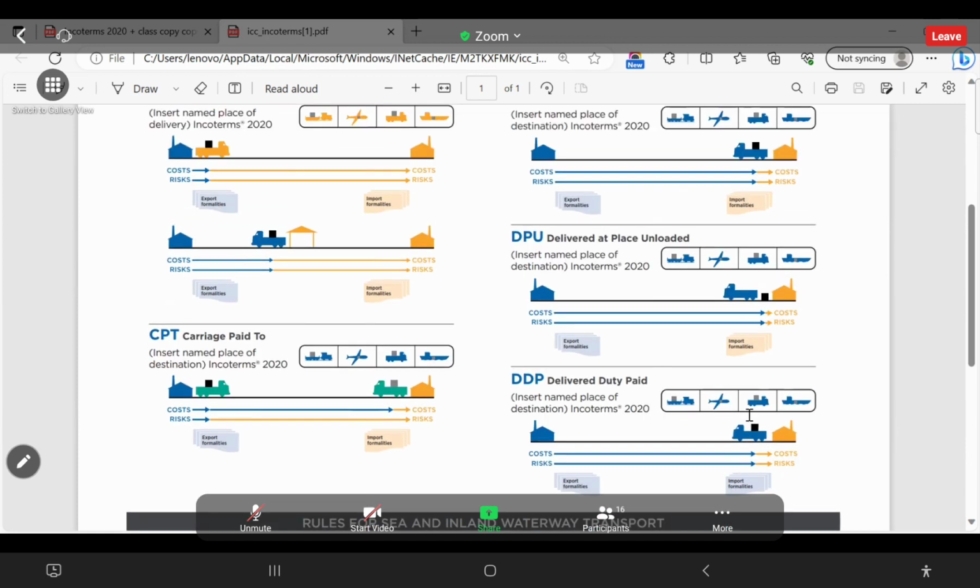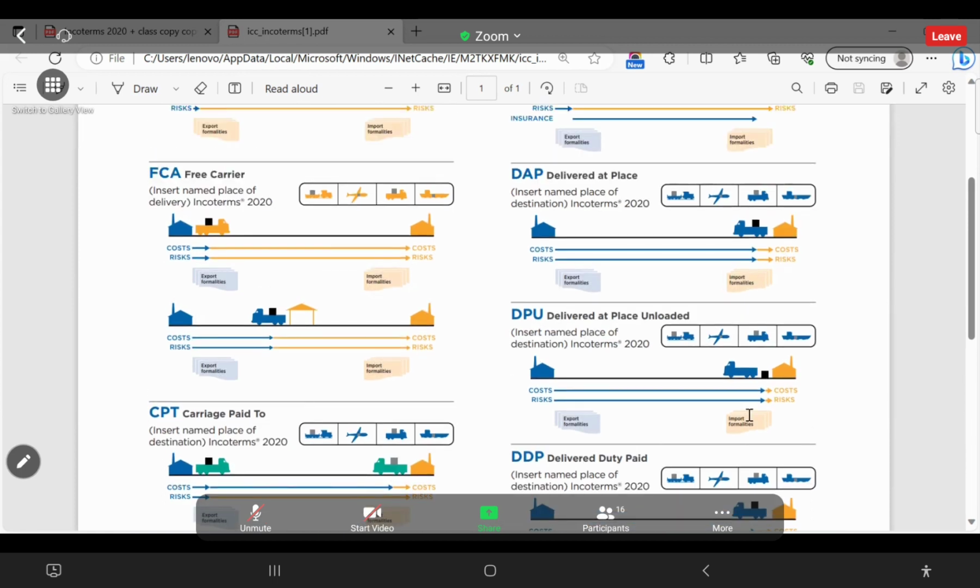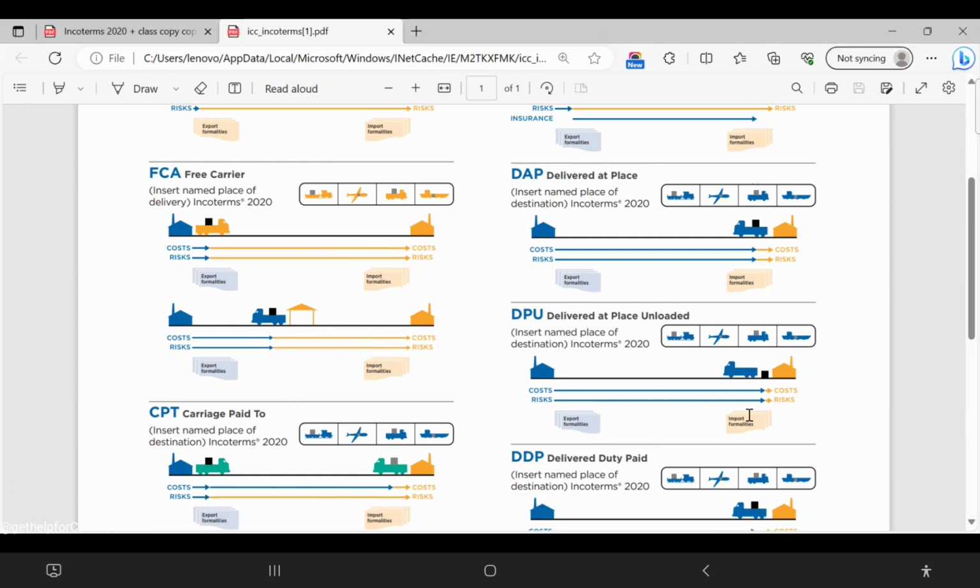Yeah. So under DPU, where is the delivery happening? Buyer's place, unloaded. As the name suggests, delivered at place unloaded. So where is the delivery happening in DAP? Buyer's place, without unloading, just making it available at the disposal of the buyer.